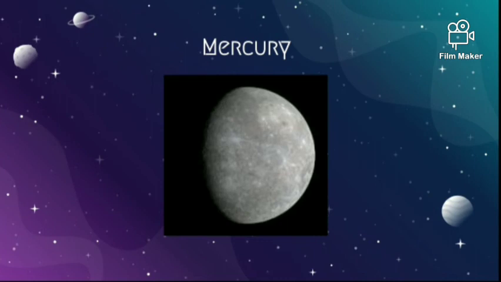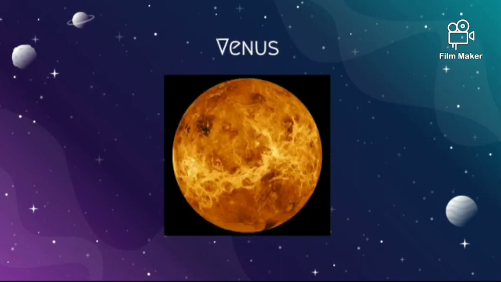Mercury is the planet in the solar system closest to the Sun and the smallest. It has no natural satellites. The surface is made of solid rock. Its surface is similar to that of the Moon.